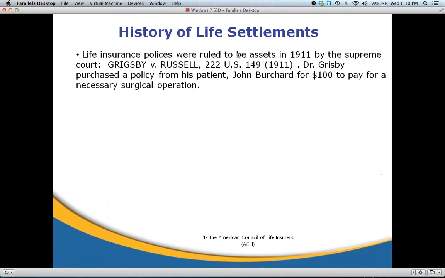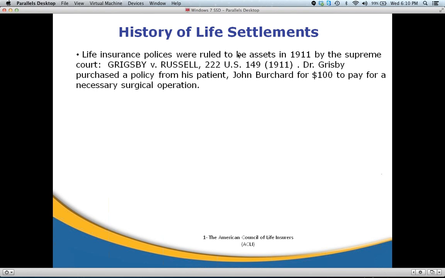This all got started back in 1911 when a case went all the way up to the Supreme Court. Dr. Grisby purchased a policy from his patient, John Burchard, for $100 to pay for a necessary surgical operation. So obviously John Burchard needed some money, and so he turned to his doctor friend to buy this policy from him and pay for this necessary operation.